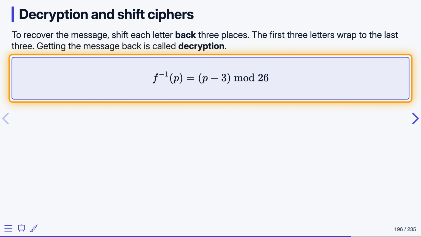The decryption function is f inverse of p equals (p minus 3) mod 26. Notice that encryption and decryption are the same shape of operation. One adds, the other subtracts. That is a hint that the Caesar cipher is not very strong.